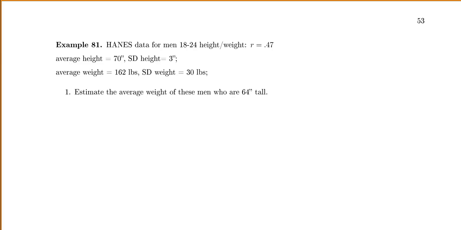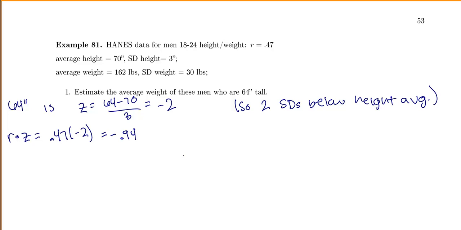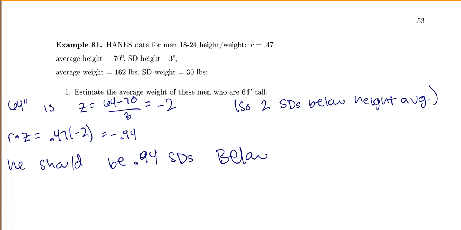So first we figure out how many standard deviations they are above or below the height average. So 64 inches is, let's see how many standard deviations that would be. So 64 minus the average divided by the standard deviation, that would be -2. So 2 standard deviations below height average. Now we need to times that by our correlation. So R times Z is 0.47 times -2, which is -0.94. So he should be 0.94 standard deviations below, since it's negative, the weight average.